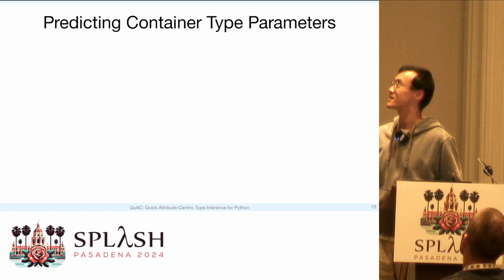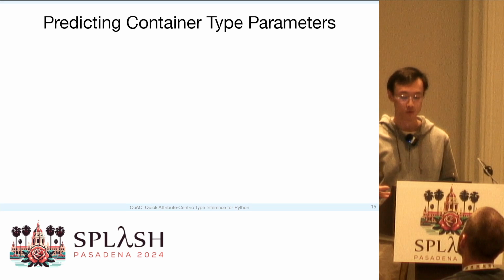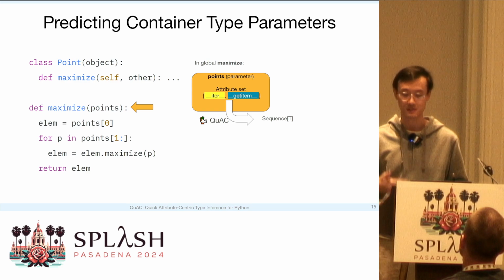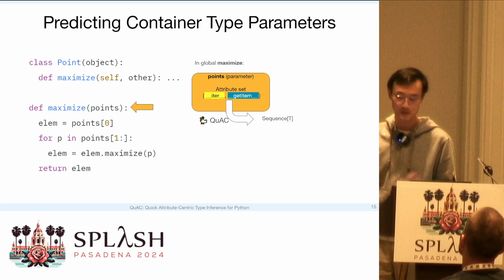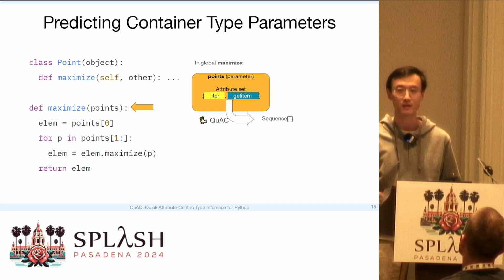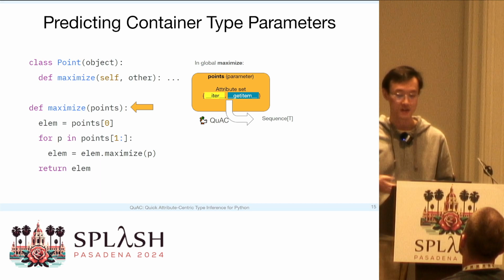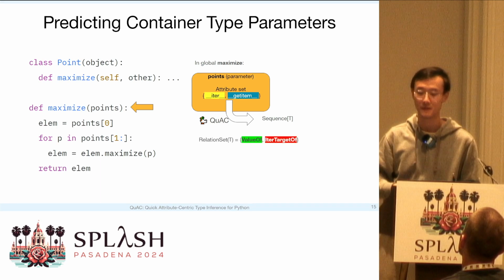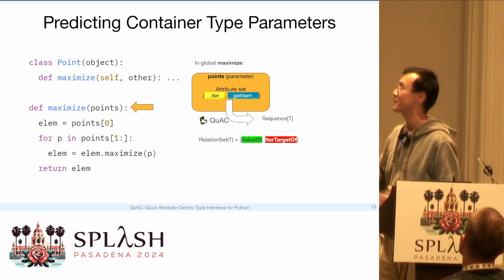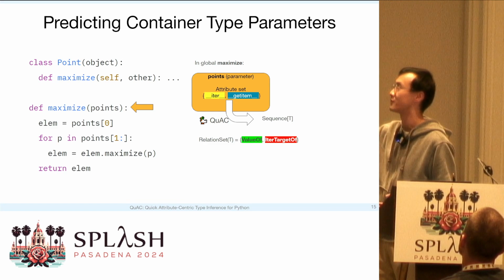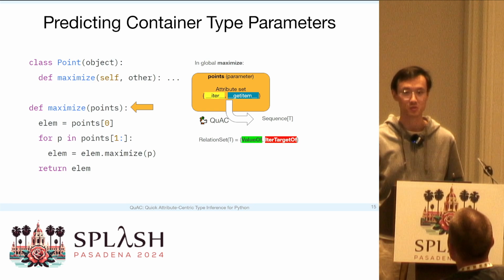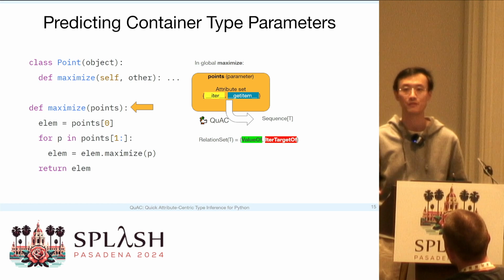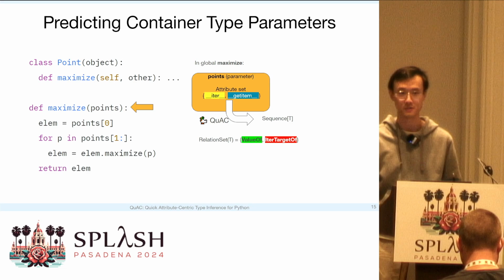And if the predicted class is a container like Sequence, QuAC then predicts its type parameters. In the example that we've discussed before, QuAC predicts the class of the parameter points to be Sequence. Now, Sequence is a container class with a type parameter T. To infer T, QuAC first determines the semantics of T, which we represent with the relation set {value_of, iter_target_of}. This means that T has the types of the values stored in a Sequence object and the types of the elements iterated over a Sequence object.